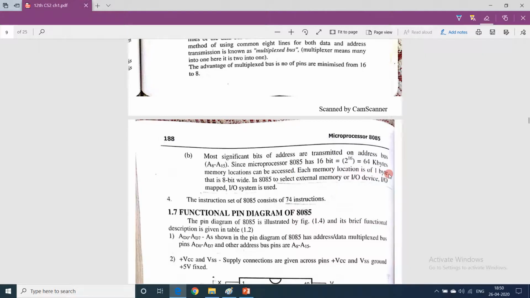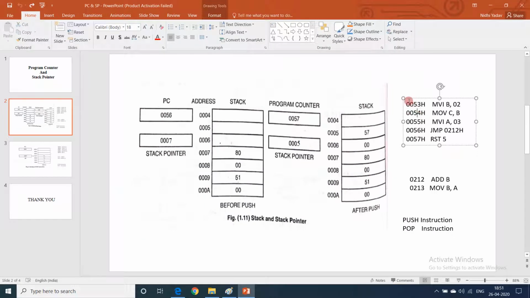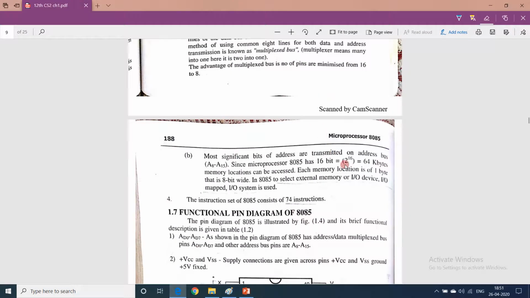Each memory location is of 1 byte. I'll take the same example. At this memory location, I can store only 8 bits of data, because microprocessor 8085 is of 8 bits. A particular address location can store up to 8 bits of data only, because at a time the processor can process up to 8 bits. 8 bits means 1 byte. That's why it's written each memory location is 1 byte, that is 8 bits wide.